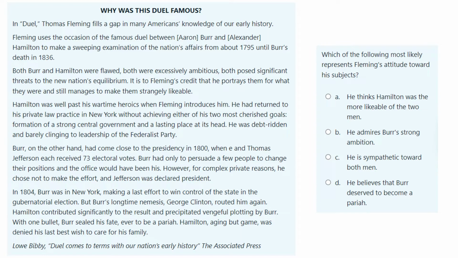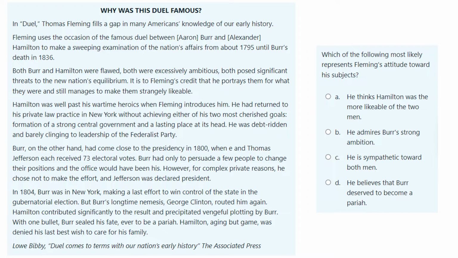And then question number 3. Which of the following most likely represents Fleming's attitude toward his subjects? He thinks Hamilton was the more likable of the two men. He admires Burr's strong ambition. He is sympathetic toward both men. He believes that Burr deserved to become a pariah.